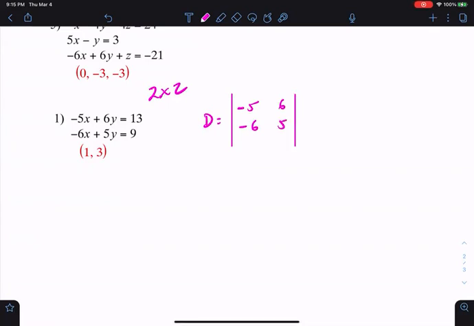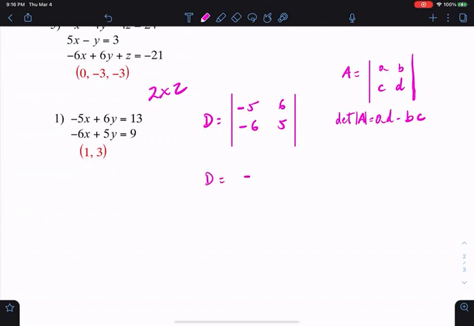And recall that the formula for the determinant, with entries A, B, C, D, is AD minus BC, right? So we have to compute the determinant D. Using the same formula, D equals -25 minus 36. If you compute this, you get -25 plus 36, and that will be 11, right? So this is the main determinant.